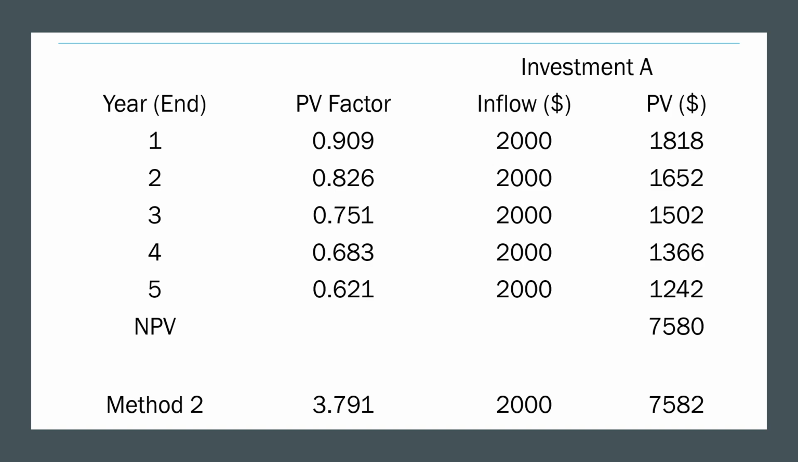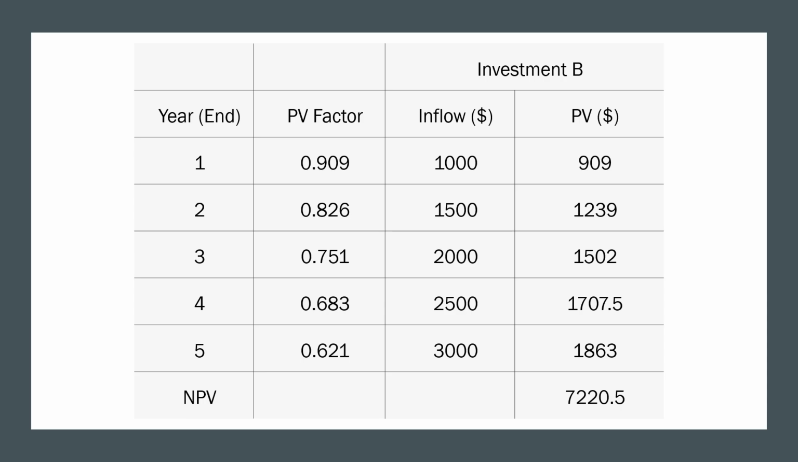The second method to calculate the NPV with constant inflows is by using the cumulative discount factor tables, also called the annuity tables. From tables, the cumulative present value factor for a constant inflow at 10% for 5 years is 3.791. Hence, the NPV of investment A is $2,000 multiplied by 3.791, and this will give us a value of $7,582. You will notice a small difference of $2 due to rounding error in our table in the previous method.